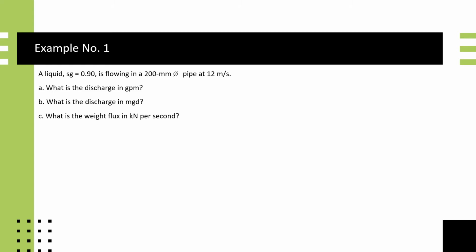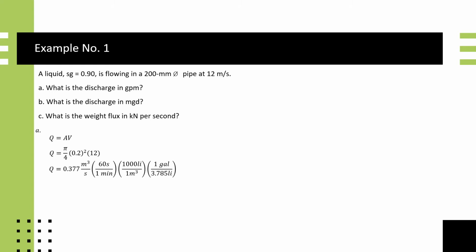So, solve na natin agad, letter A. Q is equal to AV lang naman yung formula dito kasi puro lang naman discharge yung tinatanong. Magkakaiba nga lang ng units yung hinahanap. Kunin muna natin in terms of cubic meters per second. Dahil diameter ang binigay, meaning that is a circular pipe, so ang gamitin mo yung formula pi over 4 d squared. Pi over 4 times 200 millimeters, convert nyo sa meters, 0.2 meters, times 12 meters per second. That will be equal to 0.377 cubic meters per second.